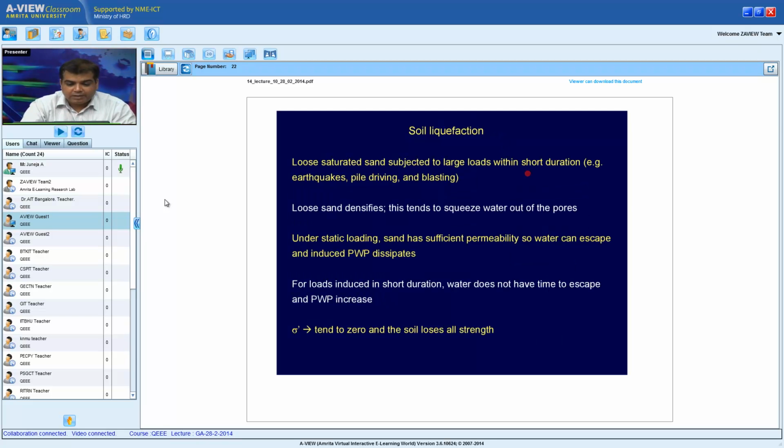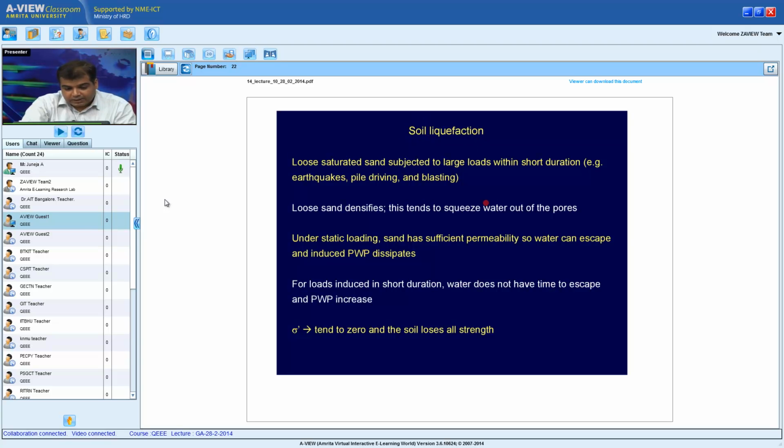If the pore water is not able to escape, your effective stress would become 0. So you have a case when your soil has been loaded, and your pore water pressure starts to develop. It develops up to a state that the effective stress becomes 0. In this case, in particular for sand, your effective stress becomes 0, your strength of soil becomes 0, and we reach a state which is called soil liquefaction.